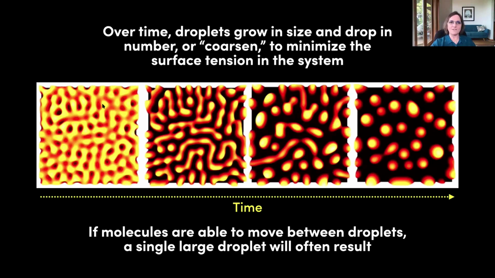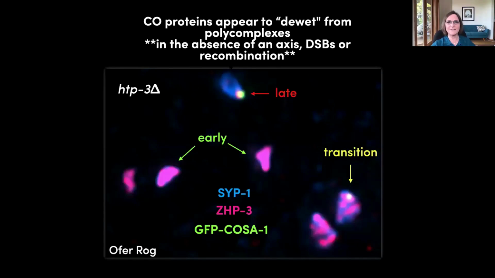So what I'm suggesting is that these recombination nodules may form through a de-wetting process that eventually coarsens to produce a single large nodule per C. elegans chromosome. If the chromosome is long enough, you may actually get additional droplets at a distance. And I think this is really consistent with everything we see.